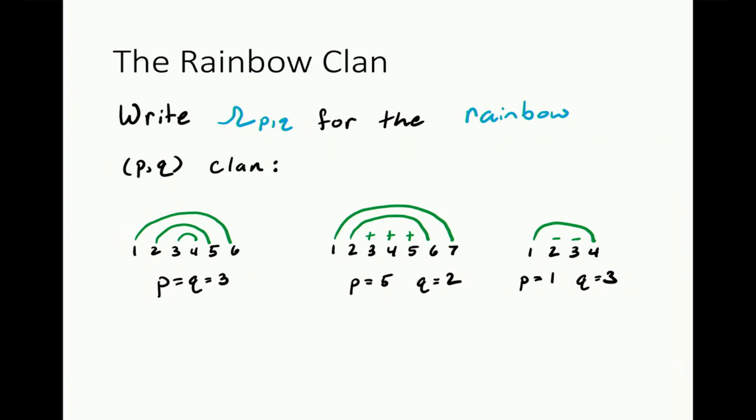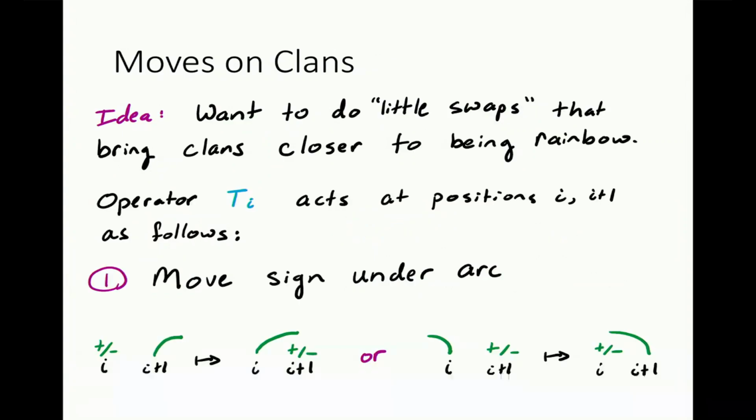But then these other ones, when P and Q are out of balance with each other, there will be some leftover signs, all the same sign, that land in the middle, inside the rainbow, like a pot of gold or something. Although maybe this one, like you owe money because there's a bunch of minus signs, but okay. So this is our target. We want to get to the rainbow.